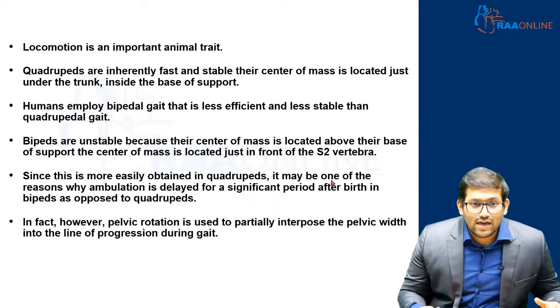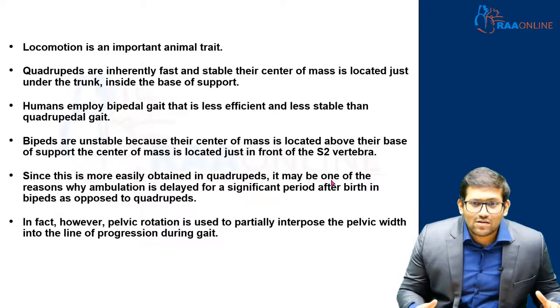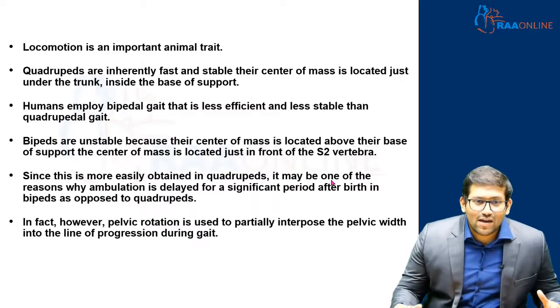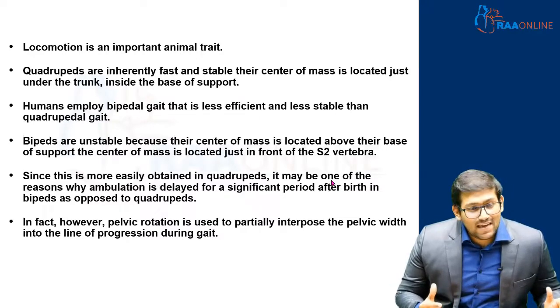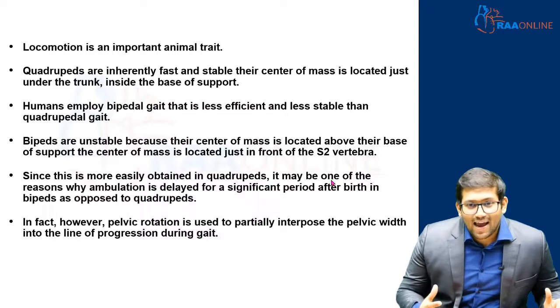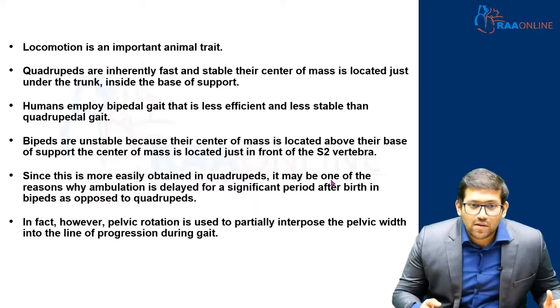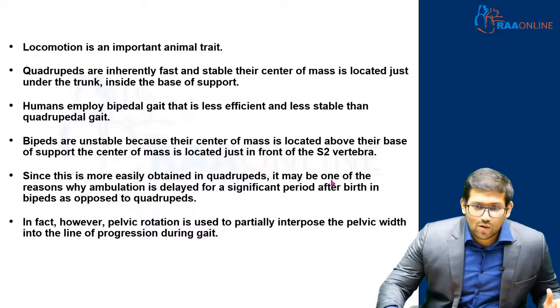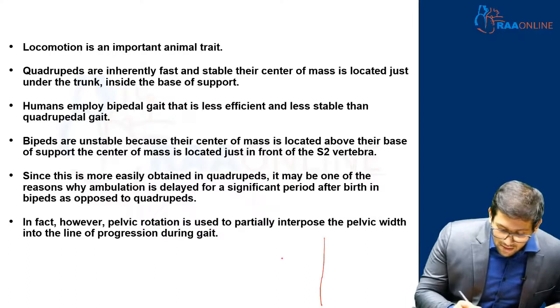You need to know that quadrupeds are inherently fast and stable. Why? Because their center of mass is located under the trunk, which is inside the base of support. Being in the middle of the base of support, it aids in counteracting or acting between the trunk and the extensors in order to propel further. Whereas humans, we are bipedal. So here I'll be drawing how a quadruped and a biped are different.